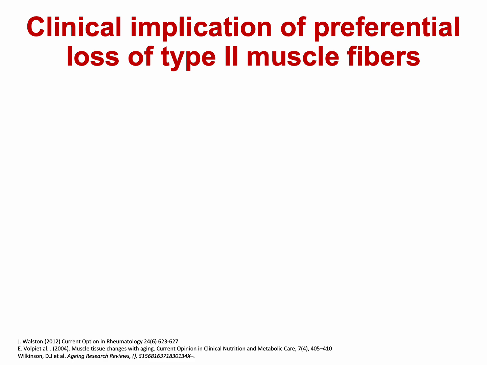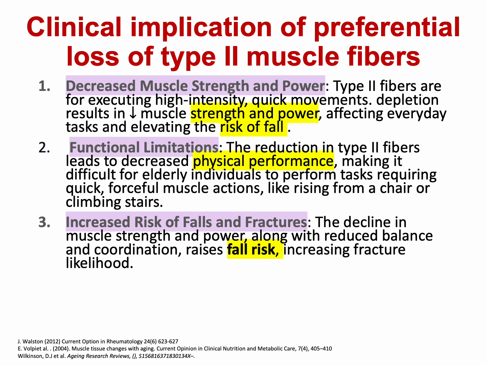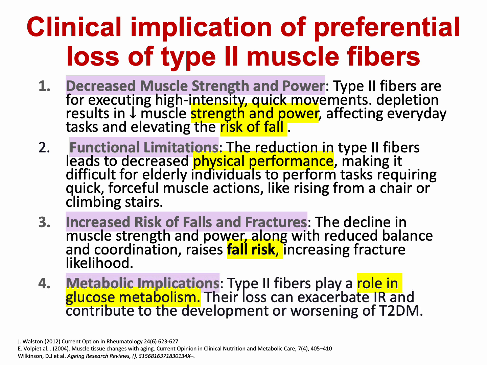Now, type 2 muscle fibers are essential for executing high-intensity quick movements. Their depletion results in a decrease in muscle strength and power, affecting everyday tasks and elevating the risk of falls as well as fractures. Type 2 muscle fibers also play a very important role in glucose metabolism, and their loss can exacerbate insulin resistance and contribute to the development or worsening of type 2 diabetes.